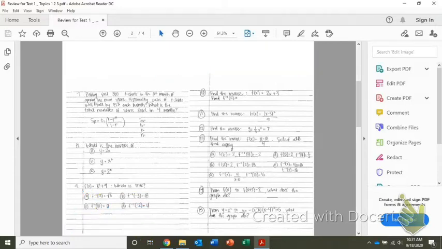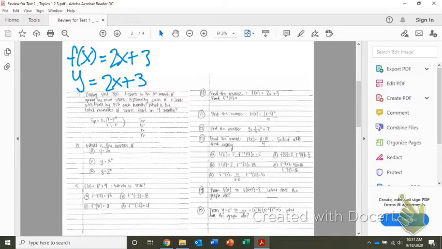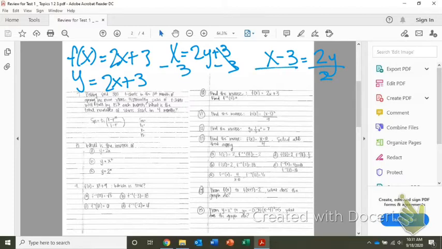All right. Number 10, find the inverse of f of x equals 2x plus 3. Well, f of x means y. First, we must swap x and y. Then we solve for y. To get rid of the 2, we divide. So our inverse is x minus 3 over 2.